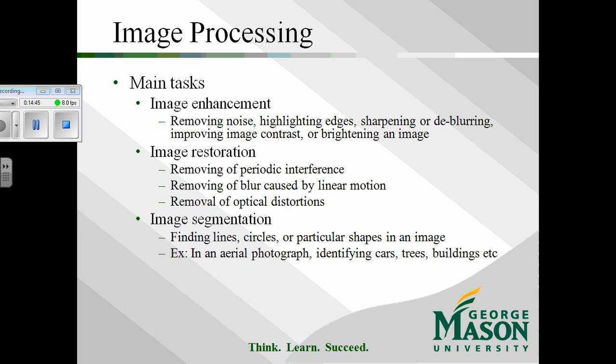So the main things that you're going to do: you're going to enhance an image, getting rid of noise like we were just talking about. If you're looking at an x-ray and it's all fuzzy in the middle, it might be hard to tell if there's a broken bone. So one of the things you can do is sharpen edges or de-blur movement in a picture. You can improve contrast. You can brighten an image. You can also restore images.